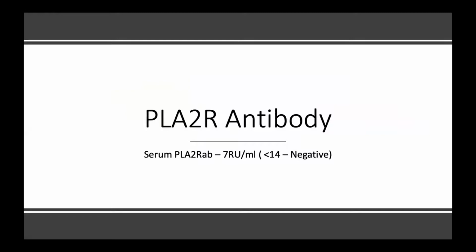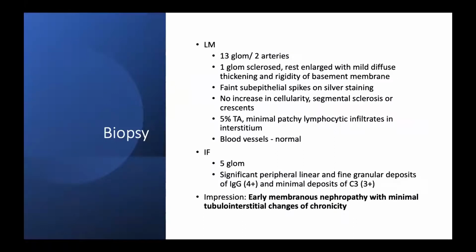So we could not find any data which has shown that renal vein thrombosis increases the risk of biopsy-related complications. So we went ahead and did the biopsy on the left kidney itself, and this was the biopsy report. Biopsy was showing 13 glomeruli and 2 arteries. Basically, it was consistent with the diagnosis of membranous nephropathy with mild diffuse thickening of the basement membrane, and only 5% tubular atrophy was seen.